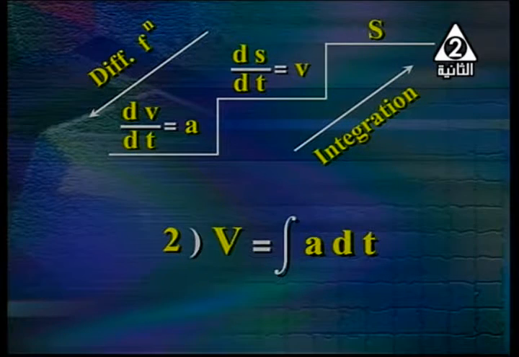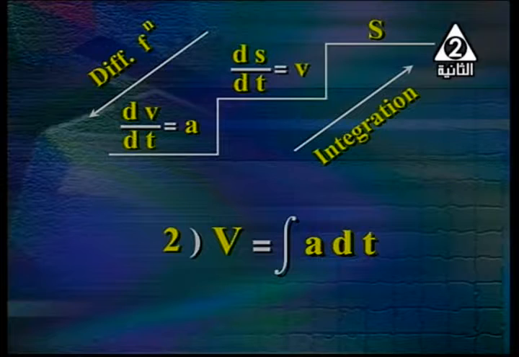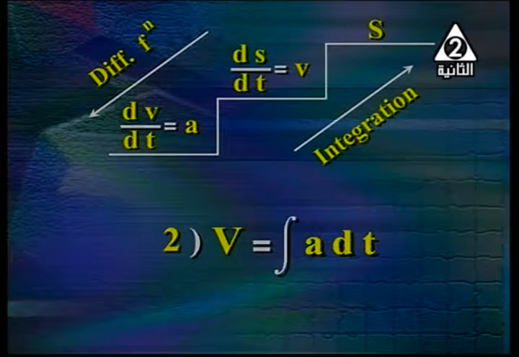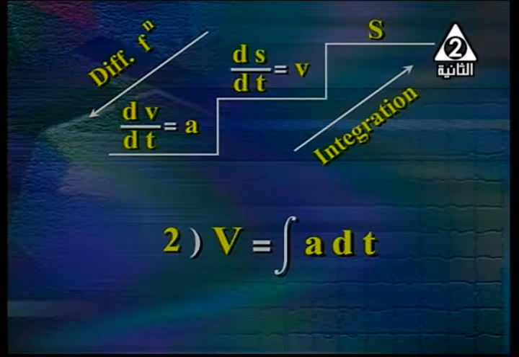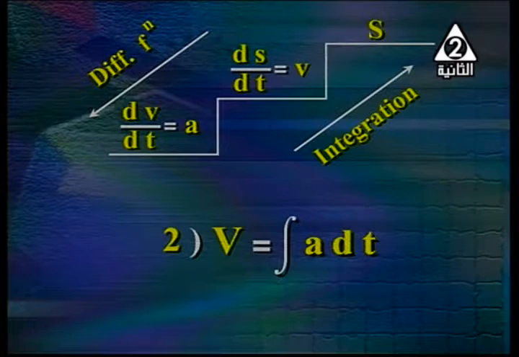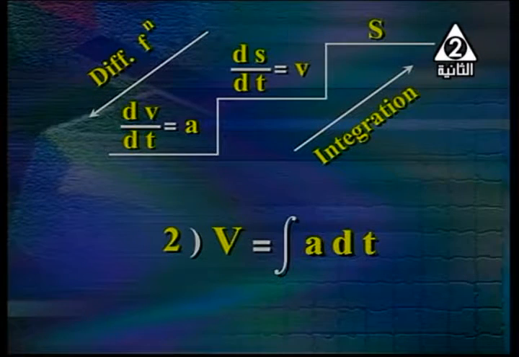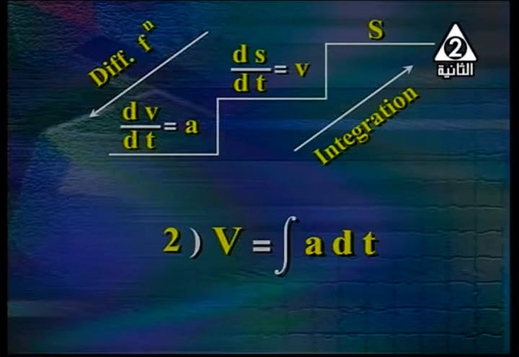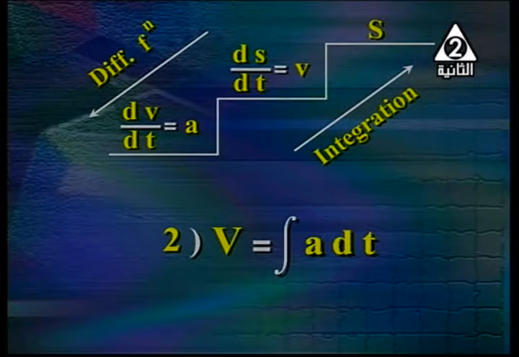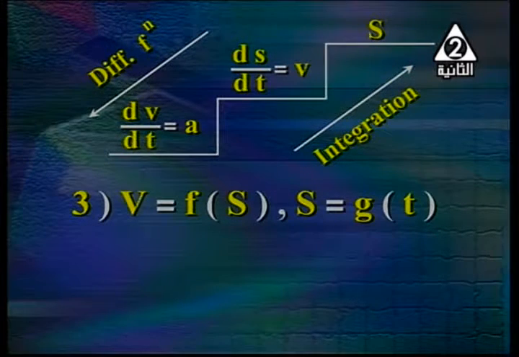Number 2, we use integration of acceleration with respect to time t if the required is v. Then v equals integration of a dt. Remember, don't forget, dear student, a is dv over dt, but in this case the required is v, the final velocity. The given is a, acceleration. We use integration. Then v equals integration of a with respect to time t.